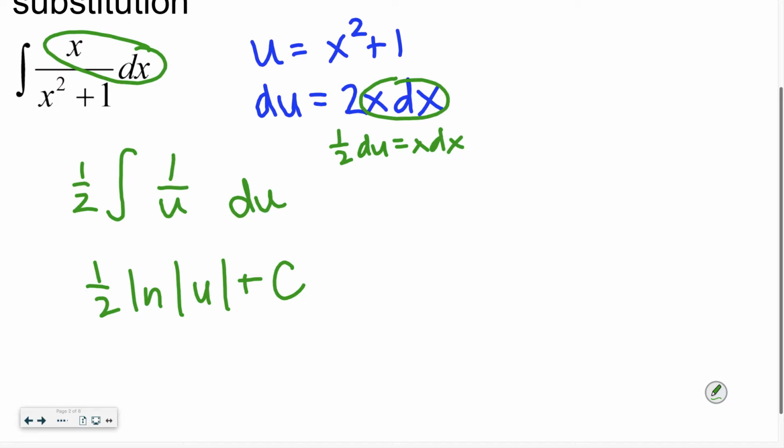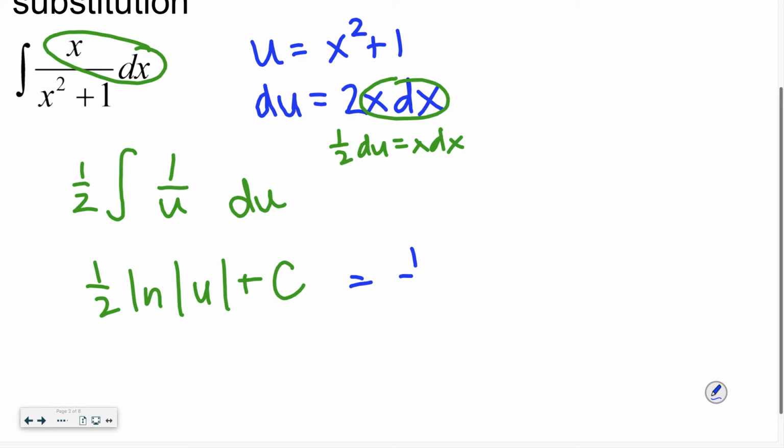That absolute value is very important, unless it doesn't matter. What do I mean by that? This is what I mean by that. X squared plus 1. Are we ever going to have an issue with that being negative? That's always going to be positive.